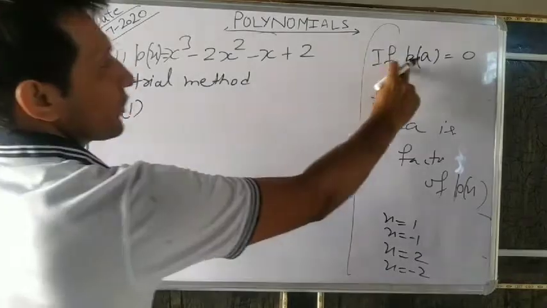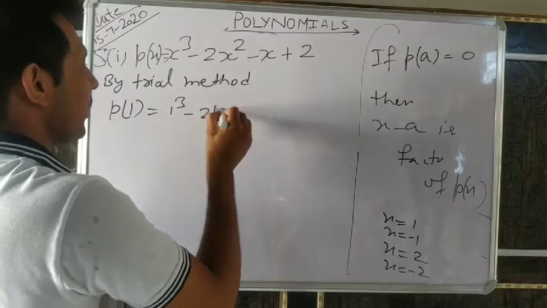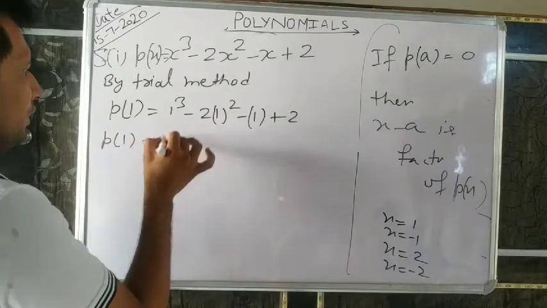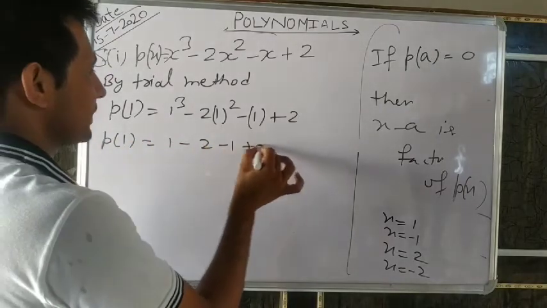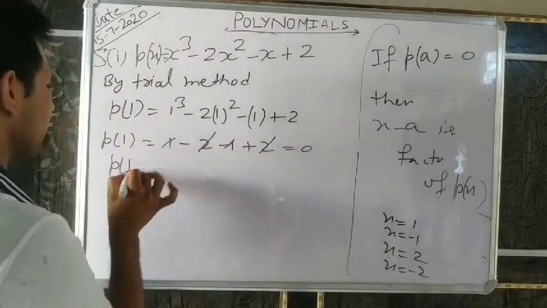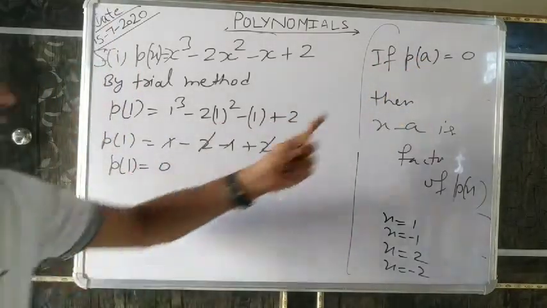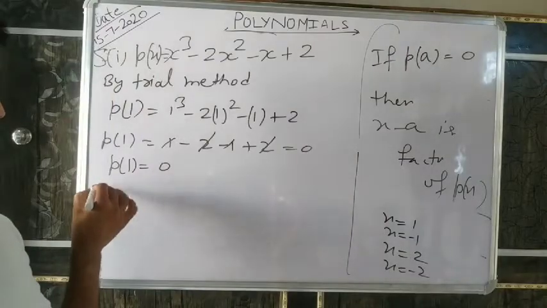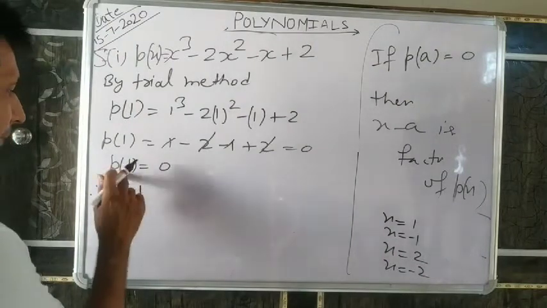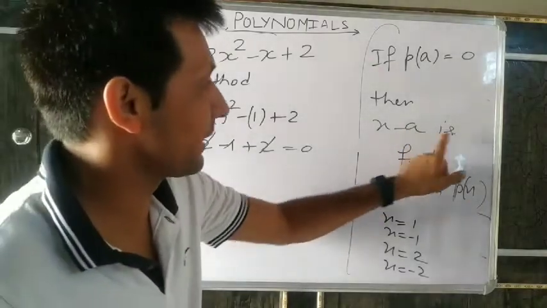So put P(1). In place of a, what is it? 1. So put 1 cube minus 2 times 1 square minus 1 plus 2. That is 1 minus 2 minus 1 plus 2. 2 minus 2 is 0. It means P(1) equals 0. If P(a) is 0, then it means that x minus this number, therefore x minus 1, is a factor of P(x).